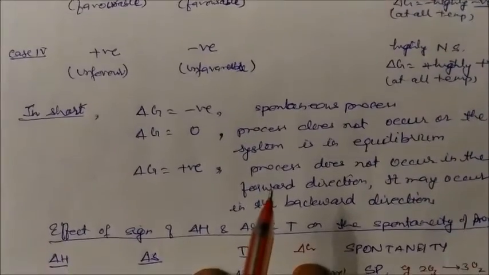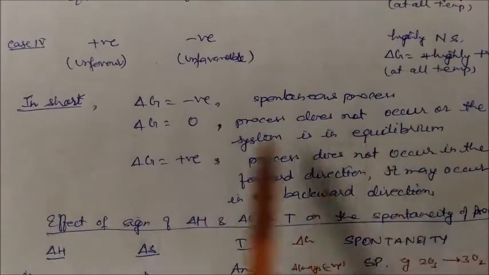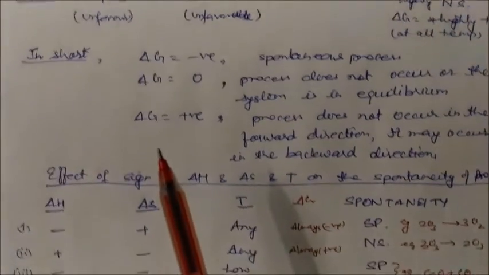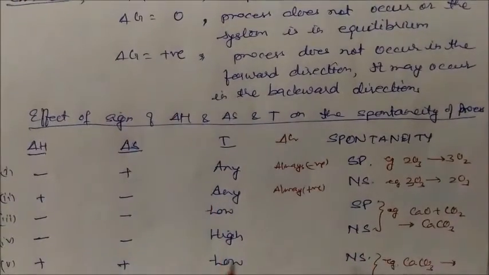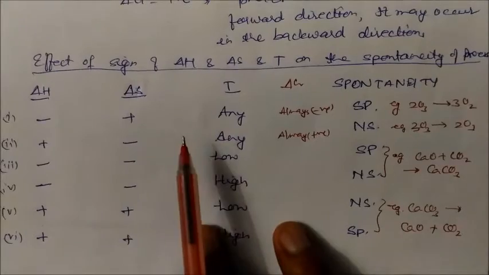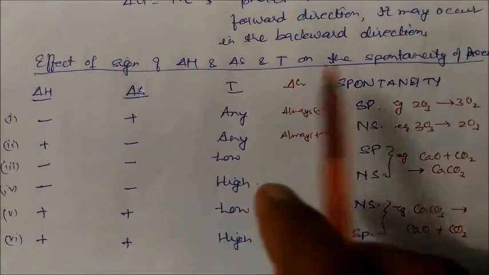So in short we can say delta G negative is a spontaneous process, 0 means at equilibrium, and delta G positive means non-spontaneous process. It may occur in the backward direction also. So we can see in this shortcut all the notation I have written here. Now, the effect of the sign of delta H, delta S and T on the spontaneity of a process.